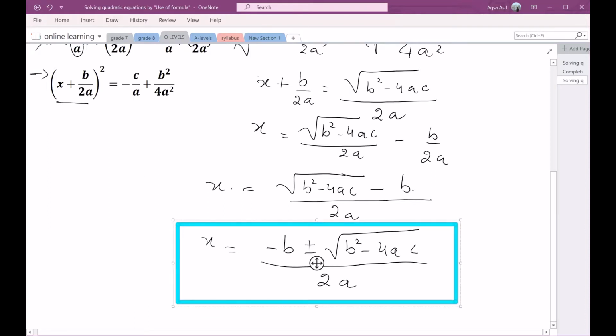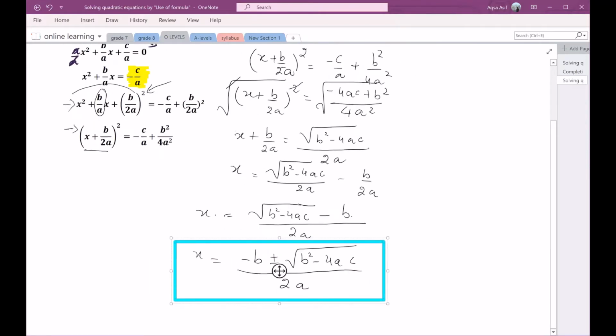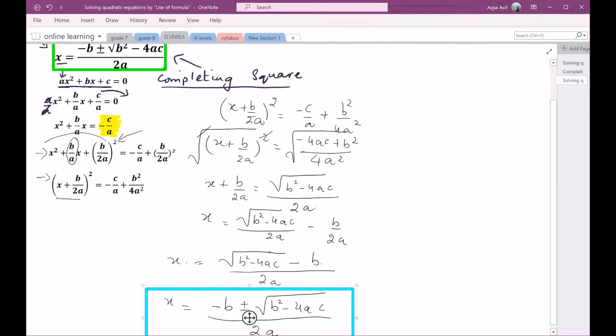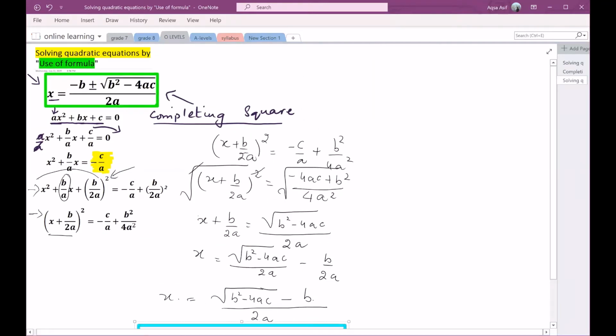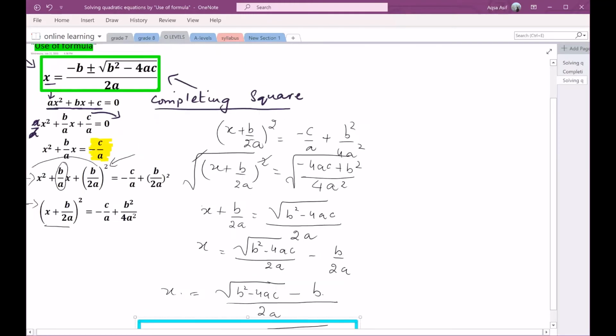This is it. This often comes in the CIE exam as well, that you have to derive the formula that is used for solving quadratic equations. So all the best, have a look at it and try to solve it on your own.